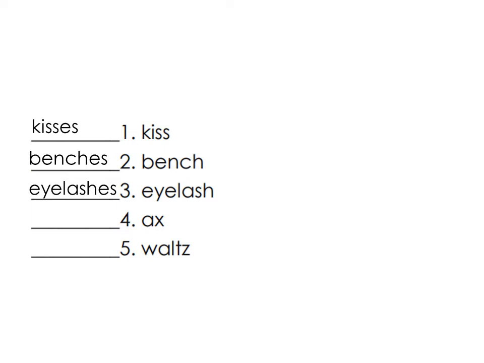And the number four, axe. The correct answer would be axes. Okay? Why? Because it ends with X. So just put ES. And then number five, the waltz. The correct answer is waltzes. So we put ES to the letter Z because that's the rule.